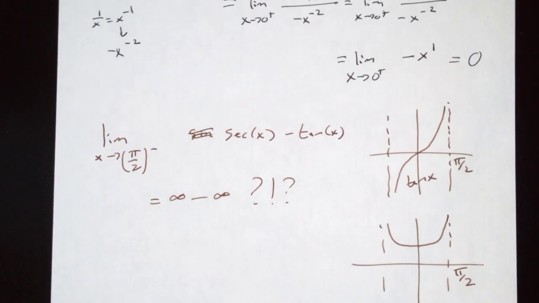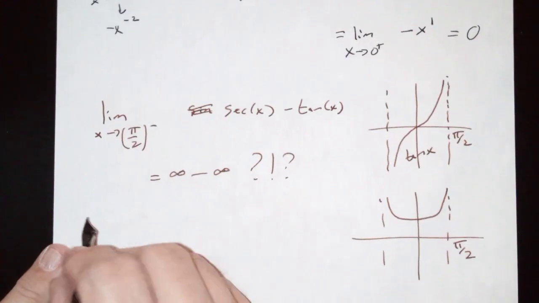Again, if I can do some sort of algebra so that the result is division, then I can use L'Hopital's rule. Or I might be able to do some other algebra to make it easier. Secant, tangent. Those are made up of other trig functions, aren't they? What trig functions make up a tangent or a secant?